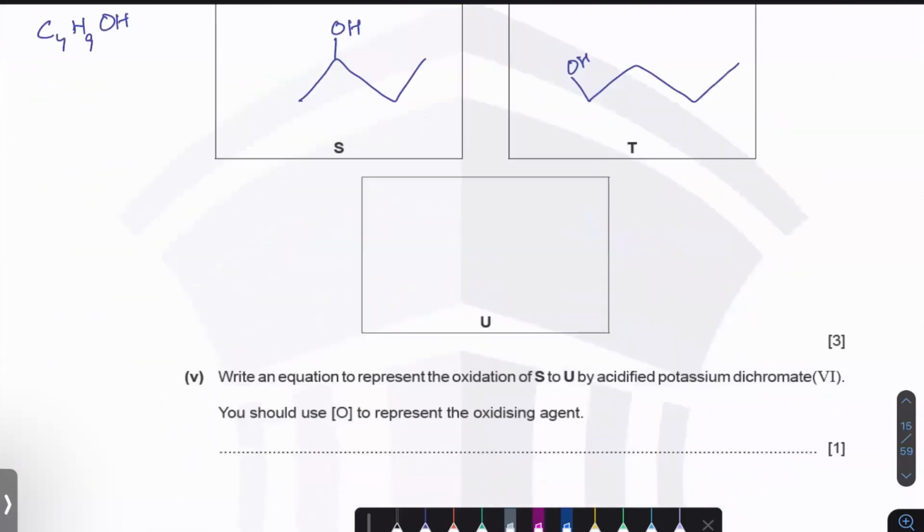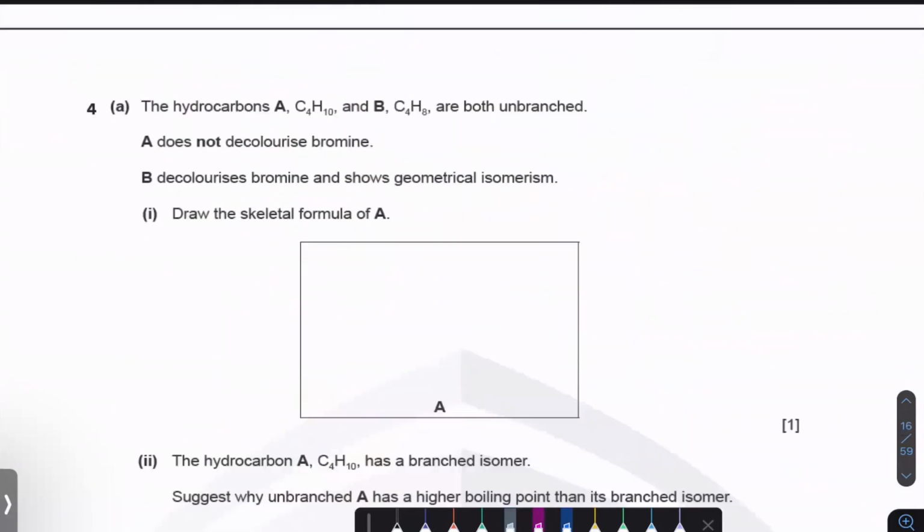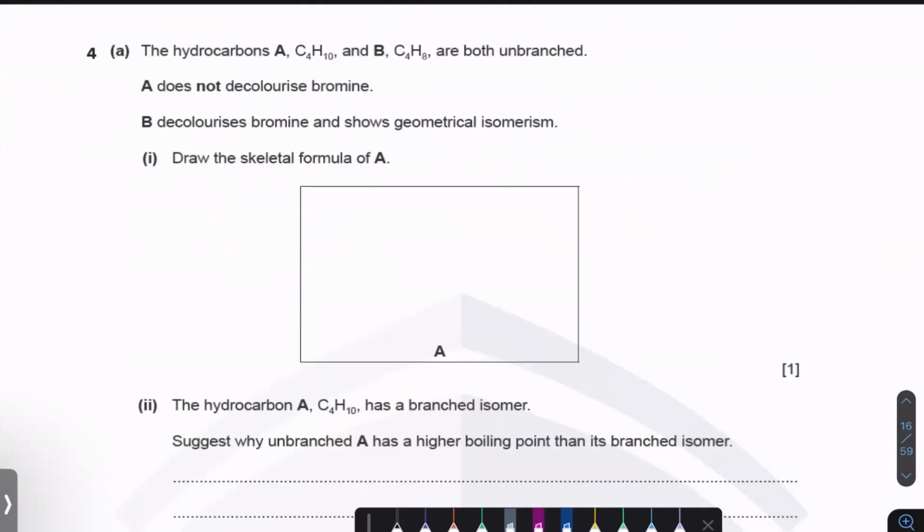All right. The hydrocarbons A and B are both unbranched. A does not decolorize bromine, which means no carbon-carbon double bond. B decolorizes bromine, so that is C double bond C. And then, of course, it shows geometrical isomers, that is cis-trans isomerism. Okay? So this means C4H10 is butane. We have made a 4-carbon chain.